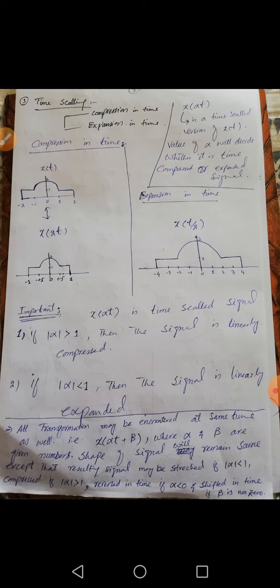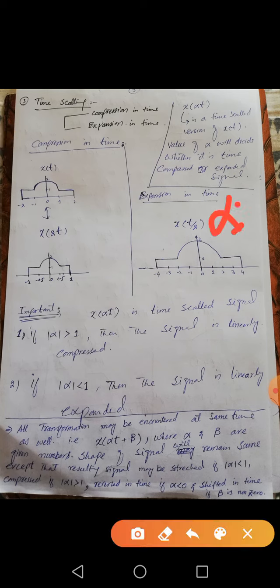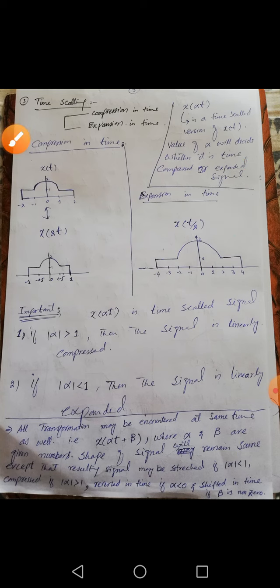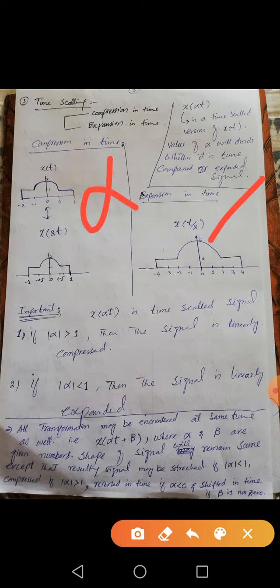And here the alpha value is 1 over 2, which means the alpha value is less than 1. So here if you see, the resultant signal is expanded. It is defined over the range from minus 4 to 4. So the resultant signal is expanded as compared to the original x of t.